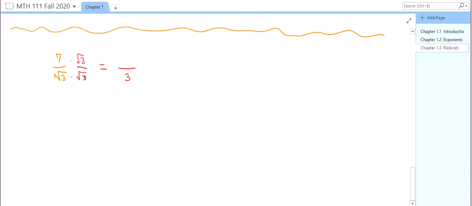So I have square root of 3 over square root of 3, which is essentially equal to 1. So I'm not changing this orange expression at all. So now I have 7 square root of 3 in the numerator total. That's the way it should look. So when you're simplifying your radicals, you might want to keep that in mind.